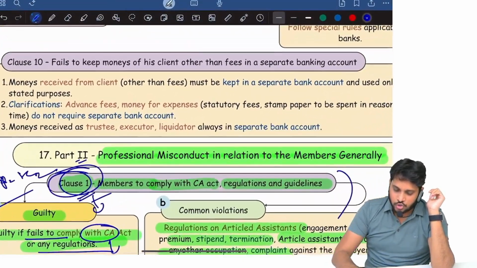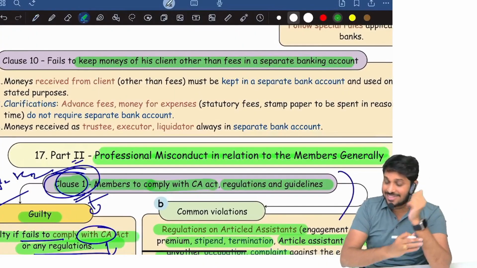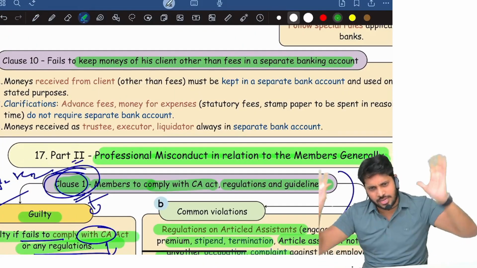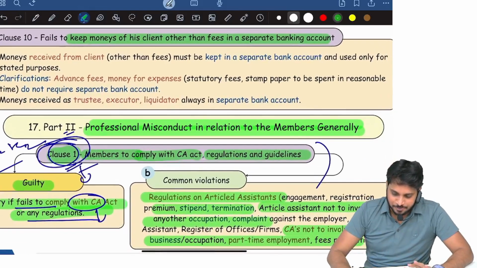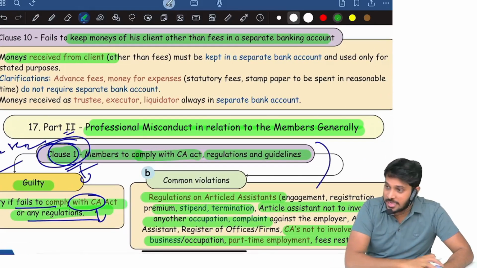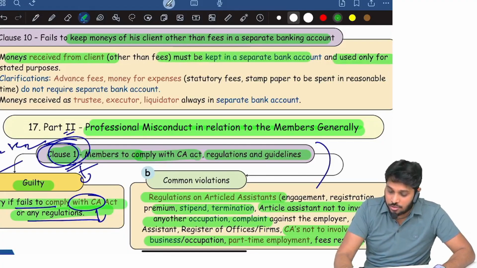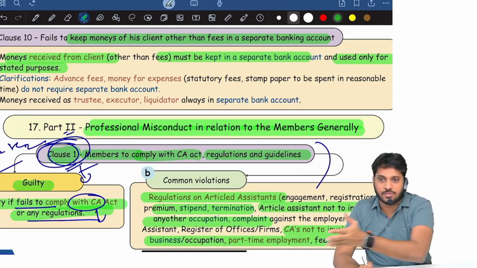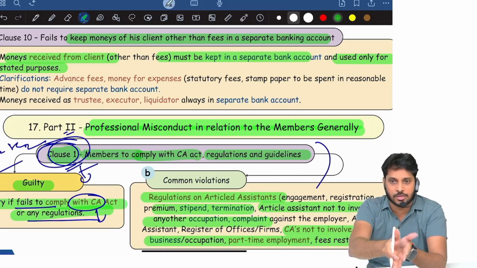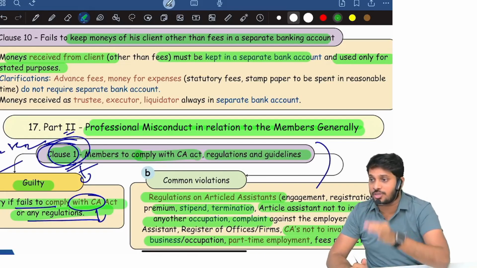Fails to keep money of the client other than fees. If you're getting fees, you can keep the fees wherever, in whichever bank account you want. Next, money received from the client must be kept in a separate bank account, and it must be used only for the stated purpose, for ROC filing fee, for income tax purpose, for various purposes. No client will transfer money to the auditor. You must keep it in a separate bank account because it is not your money.